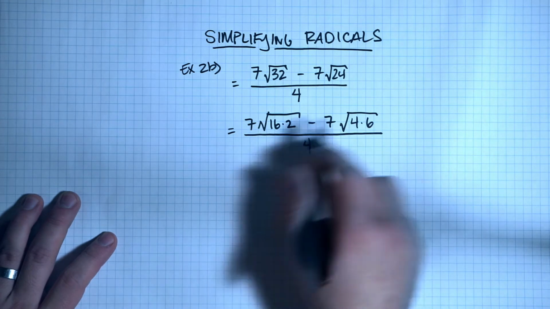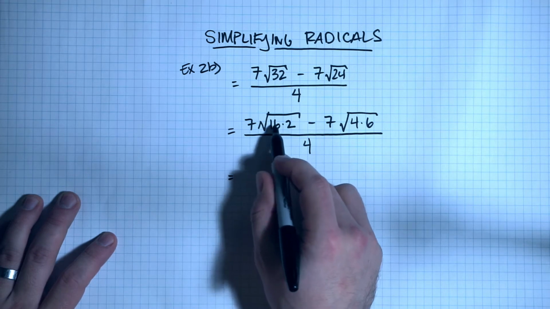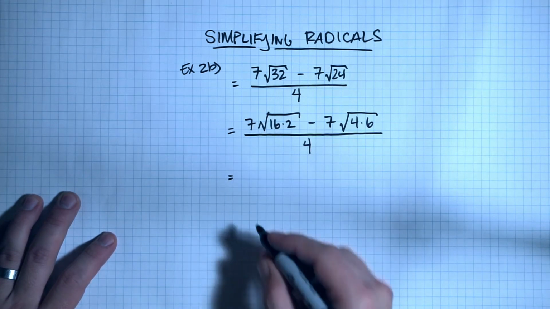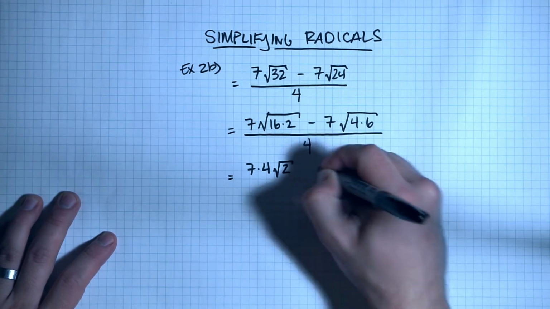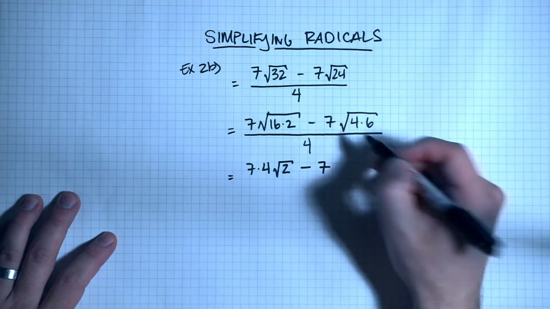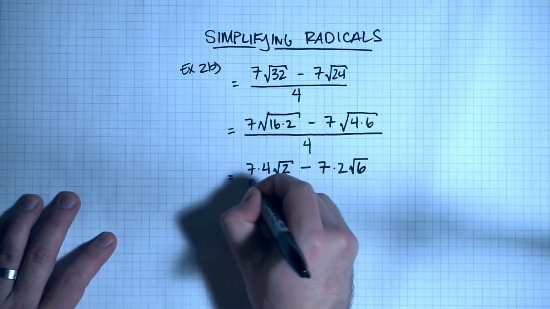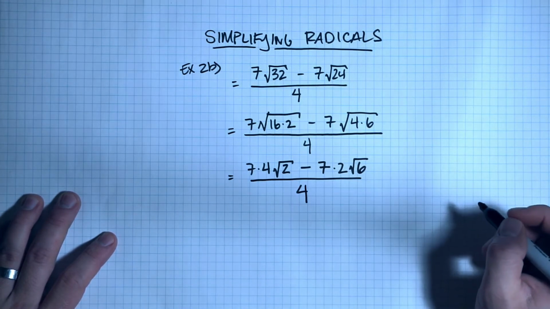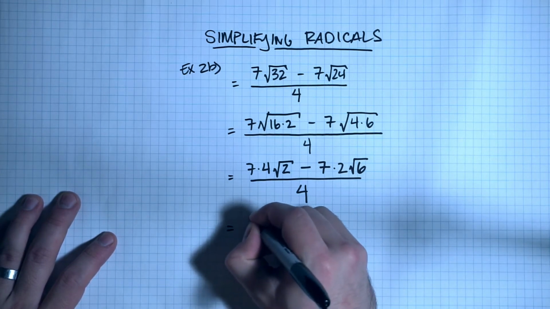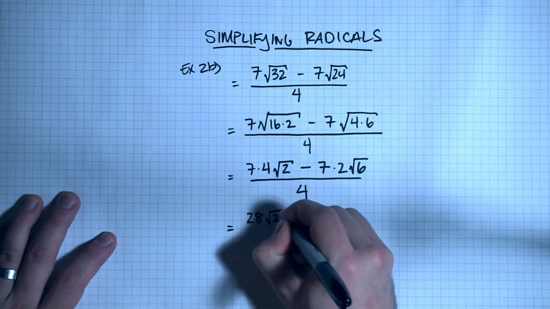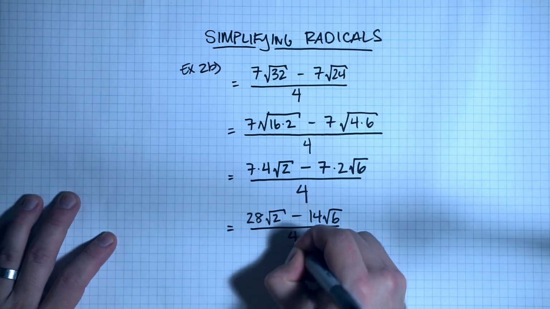Okay, so can I simplify this any more? Yes, I can. Root 16 is just going to be 4, right? So I can basically pull out that 16 as a 4. So it's 7 times 4 root 2 minus 7, and this 4 comes out, because it's a perfect square, as a 2: 7 times 2 root 6, all over 4. And then I can simplify that a little bit more. I'm just going to simplify what's in the numerator here. 7 times 4 is 28 root 2 minus 14 root 6 all over 4.